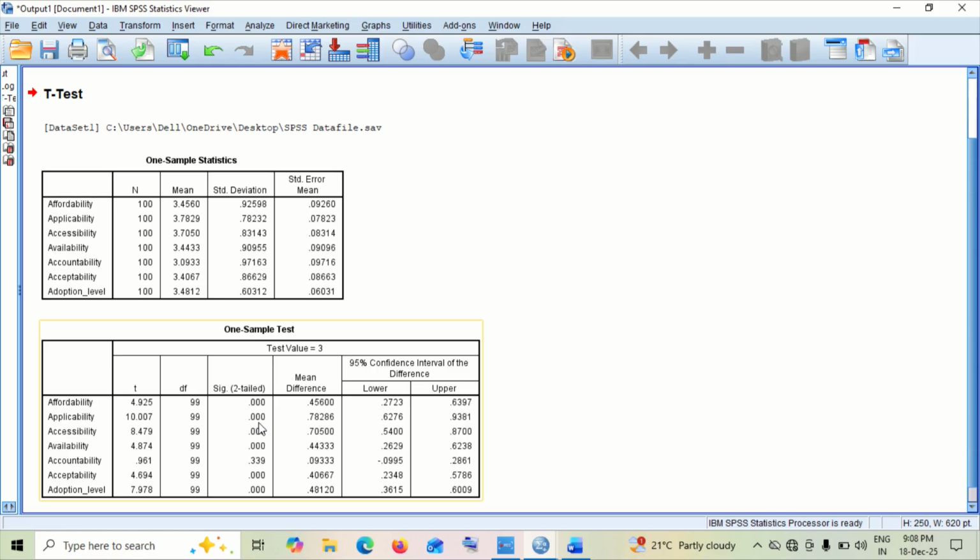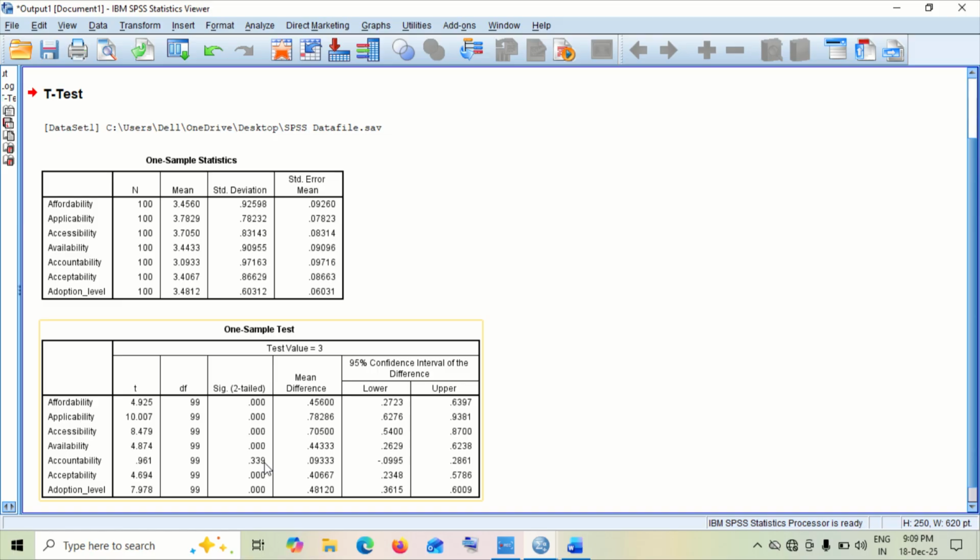Here, from this result, we can see that except accountability, all the components and the variable have a significance value less than 0.01, which means it is significant at 1% level of significance. Hence, we have to reject the null hypothesis. In the case of accountability, the significance value is greater than 0.05. Hence, we have failed to reject the null hypothesis at 5% level of significance.